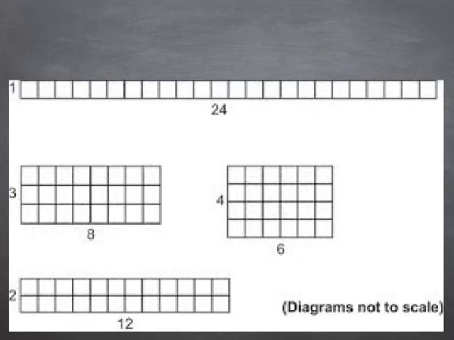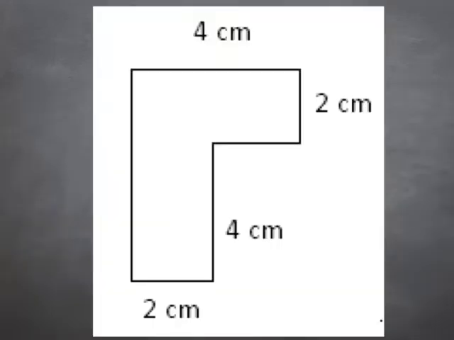So we can kind of see the formula here if you look. 1 times 24 is 24. 4 times 6 is 24. 3 times 8 is 24. And 2 times 12 is also 24. Different shapes, but all have the same area of 24 centimeters or inches squared. Okay, go to the next page.